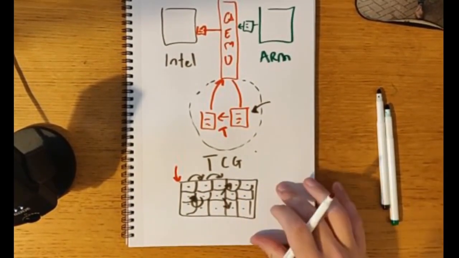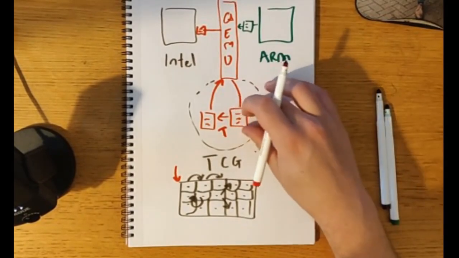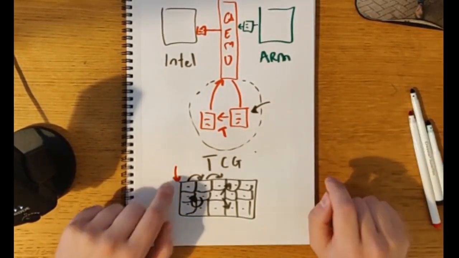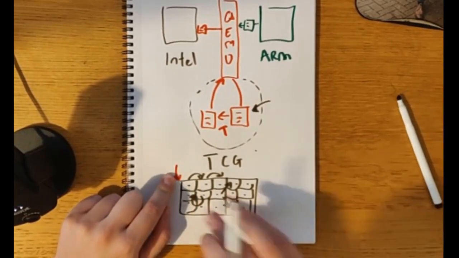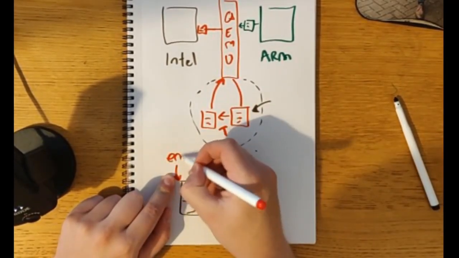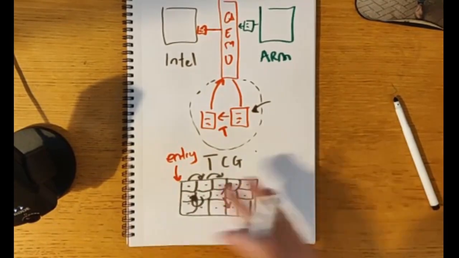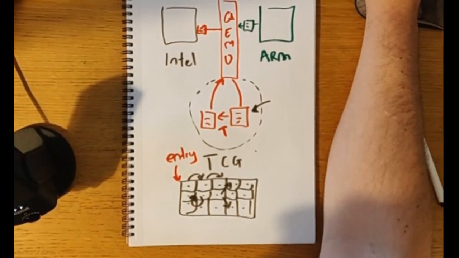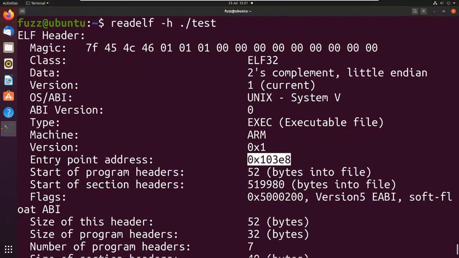So this is what they're doing, and this is what these blocks of code are doing, as we do this, we're sending into this TCG. And remember, this red bit here, the place that we start executing this binary, is the entry point. It might not be exactly at the start of the binary. And in the header file, we can read the entry point address here.